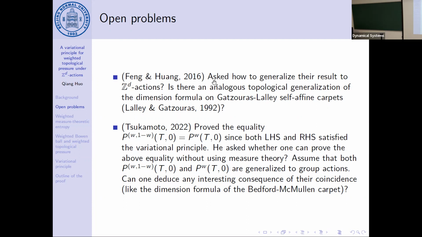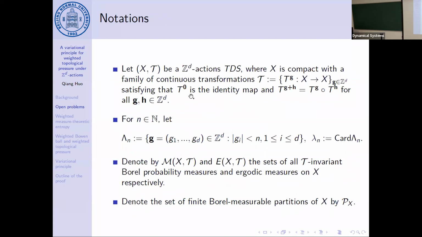And in my talk, I will introduce how to generalize Feng and Huang's definition of weighted topological pressure to abelian group actions. This is my work. So I will consider Z^d actions, and first I will introduce some notations. Here, (X, T) is a Z^d action dynamical system where X is compact and T is a family of continuous transformations satisfying that T_0 is the identity map and the commutative property.